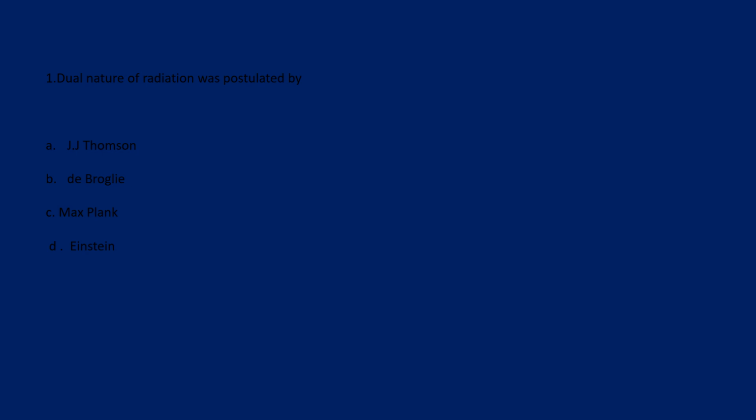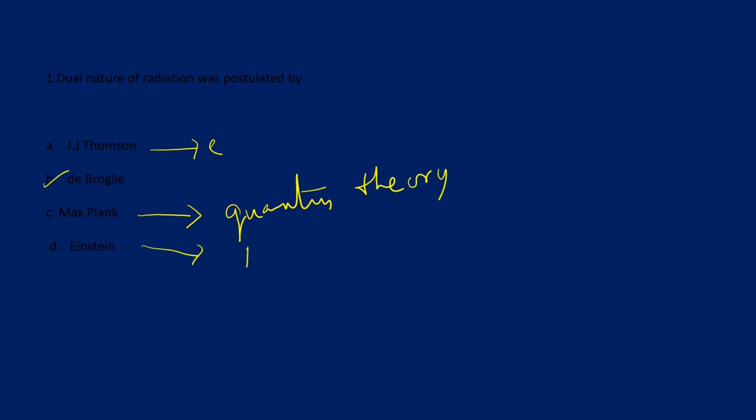Dual nature of radiation was postulated by? Correct option is option B, de Broglie. J. J. Thomson discovered the electron. Max Planck is known for his quantum theory. And Einstein is known for his theory of relativity.